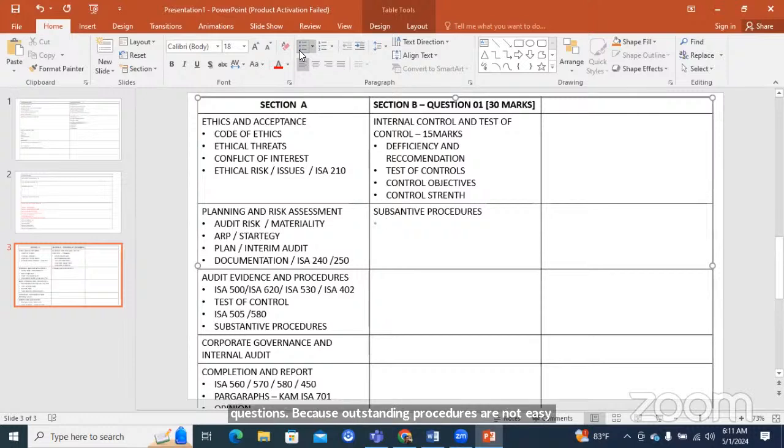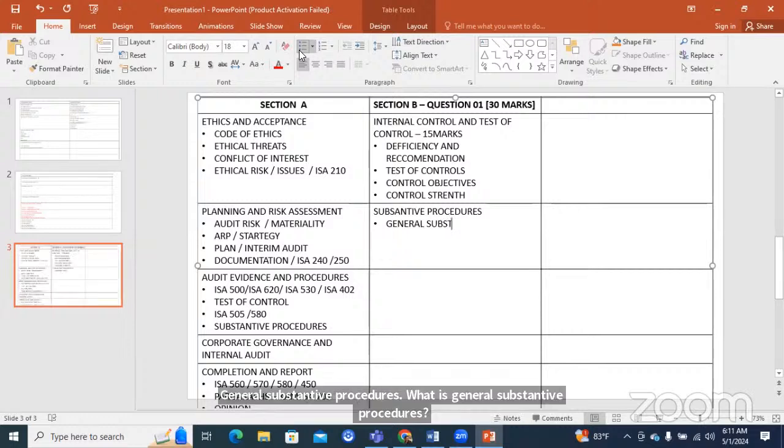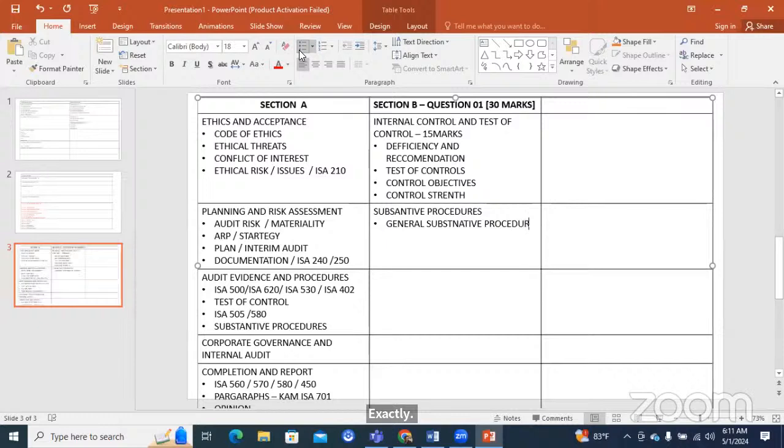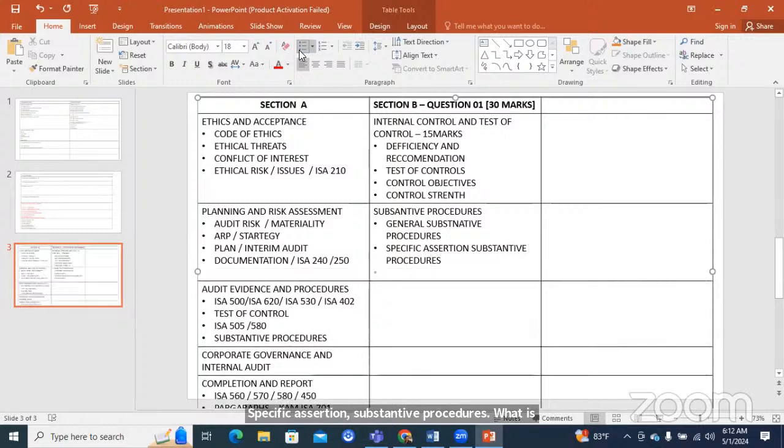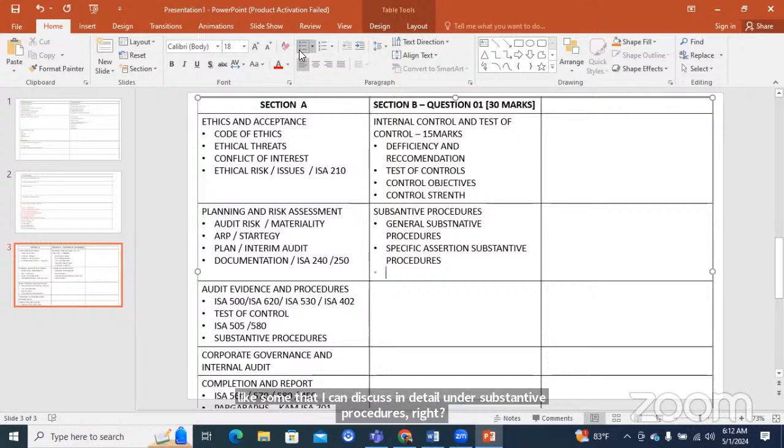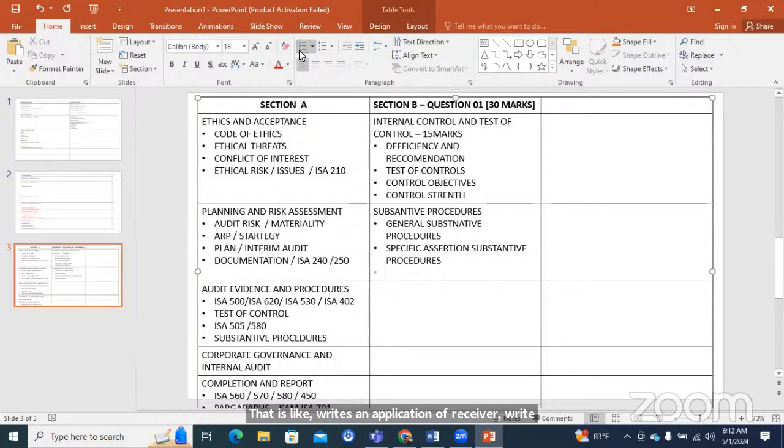Substantive procedures can be tested as general procedures. What are general substantive procedures? The examiner might ask substantive procedures for sales, substantive procedures for purchases. Like that, general procedures can be asked. Then specific assertion substantive procedures, which I can discuss in detail under substantive procedures. That is like rights and obligations of receivables, write down procedures. Completeness of revenue, write down procedures. For specific assertions, they ask you to write down the procedures.